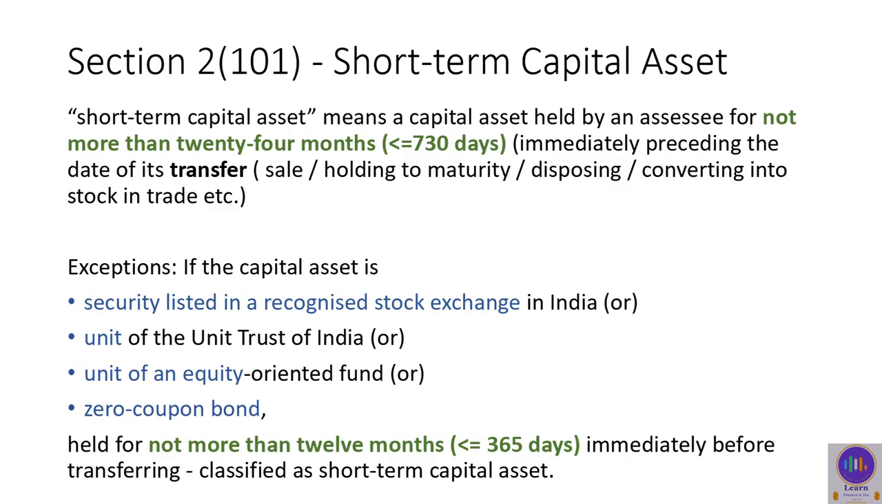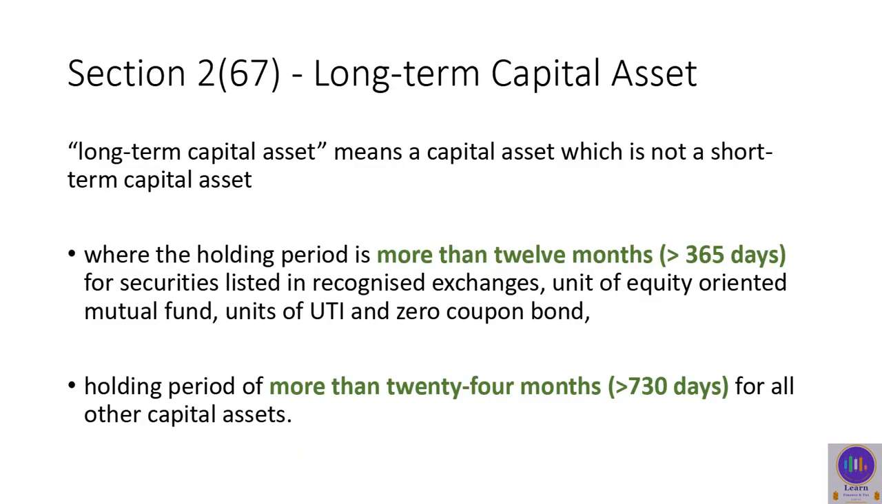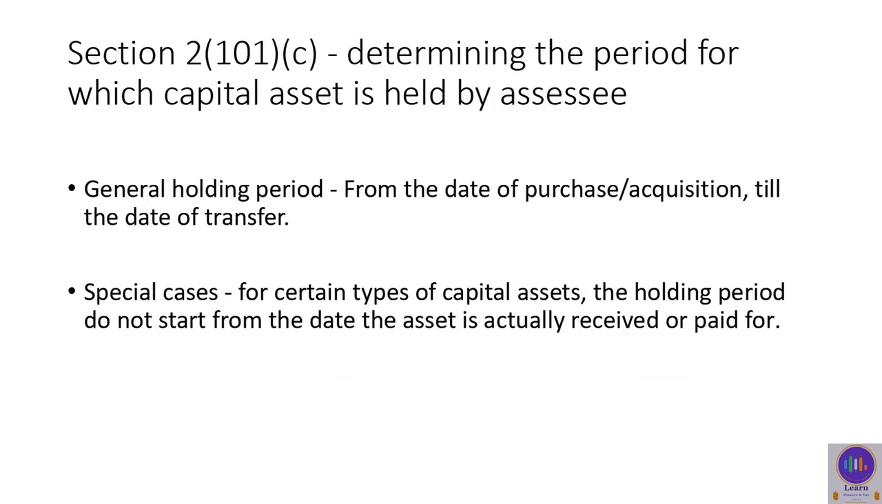They are securities listed on a recognized stock exchange in India, Unit Trust of India, units of an equity oriented fund, and zero coupon bonds. So what is long term? Anything other than short term. If the asset is held for more than 12 months or 24 months, as the case may be, it becomes long term. How to determine the holding period?